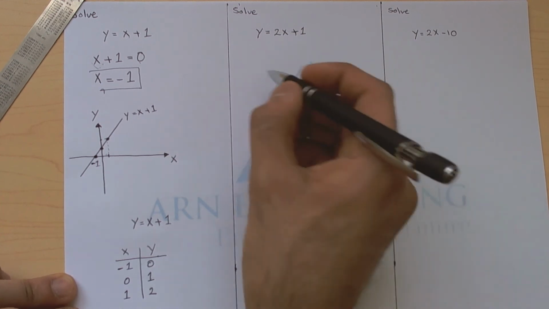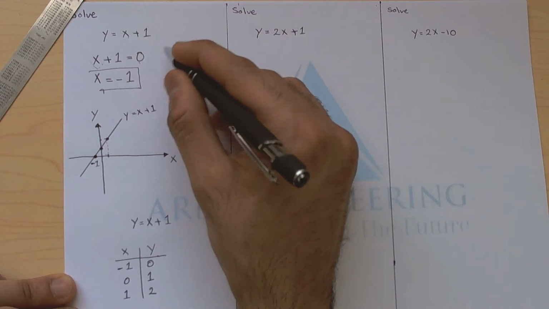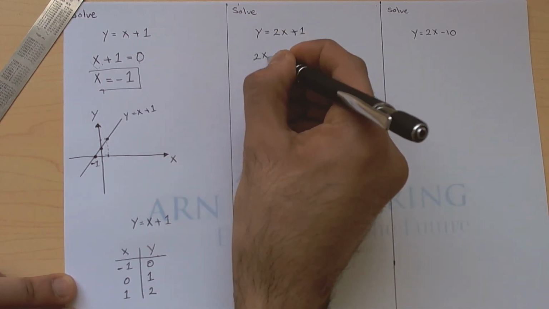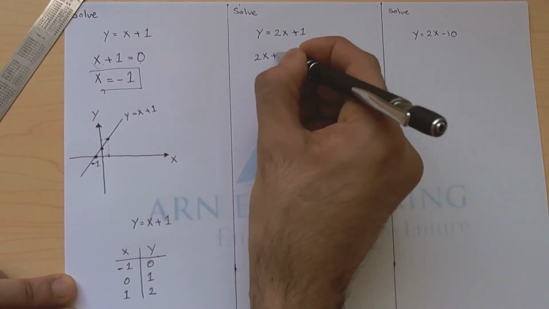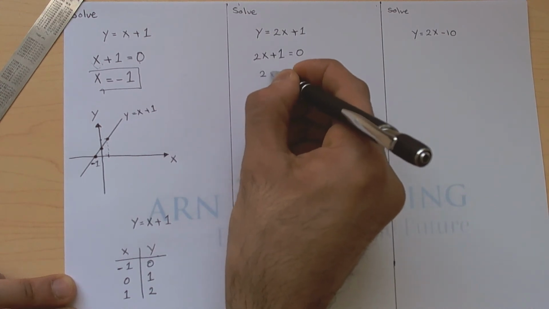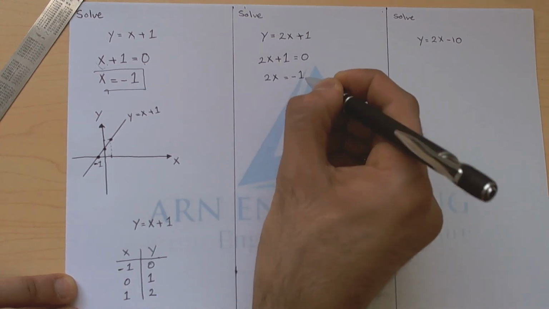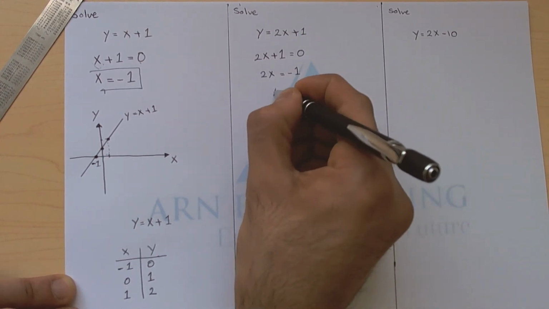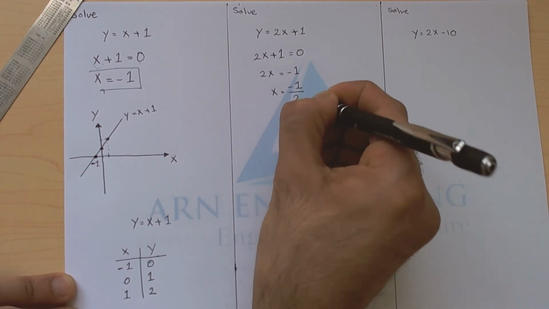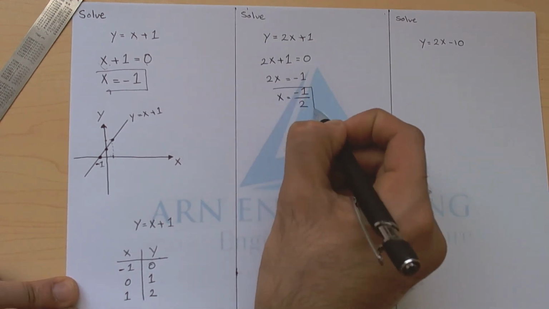Let's move on to the next equation. So we'll do the same thing. We assign a value of 0 to y. So we can rewrite this as 2x plus 1 equal to 0. Therefore 2x is equal to -1, and x is equal to -1 divided by 2. And that's our solution.